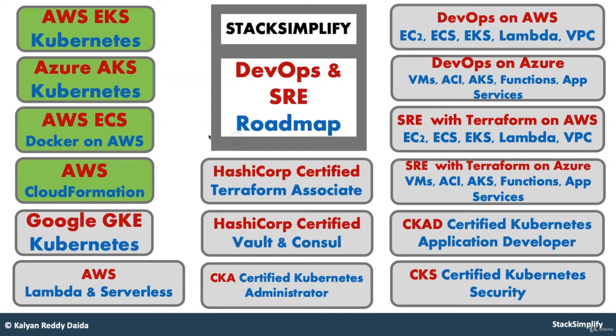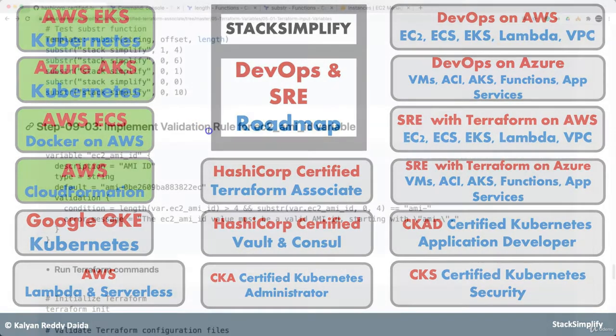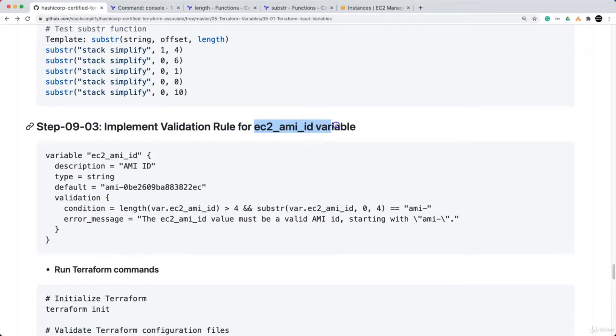Welcome back. In this lecture, we are going to implement a validation rule for the EC2 AMI ID input variable. EC2 AMI ID is of type string, and this is the value. We are going to implement a custom validation rule with a condition saying that the length should be greater than 4. So the AMI ID length should be greater than 4, like AMI and then hyphen.